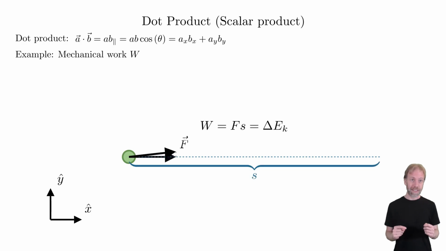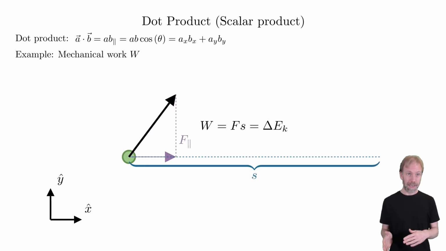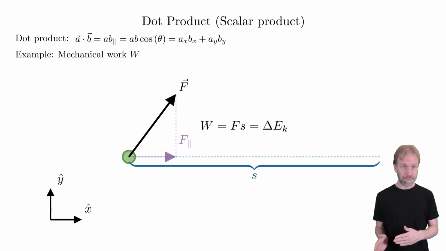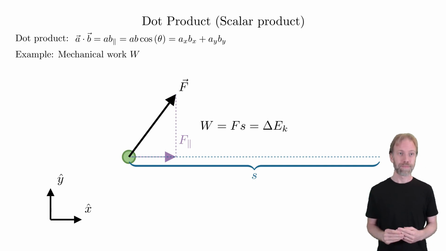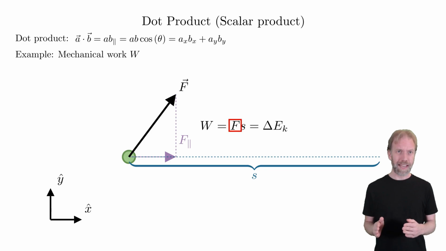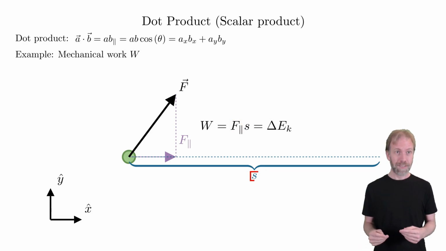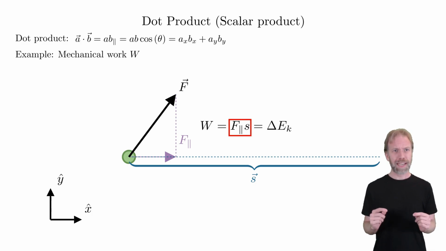Hence, we get that it's only the part of the force that is parallel to the motion that will add energy. We can therefore change F in the expression for work to F parallel. We can also note that the curve s that we're moving along has a direction, and hence add the vector notation to it. Multiplication by the parallel part of a vector is the dot product.